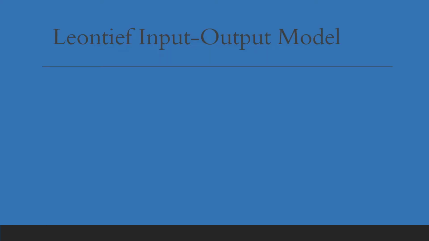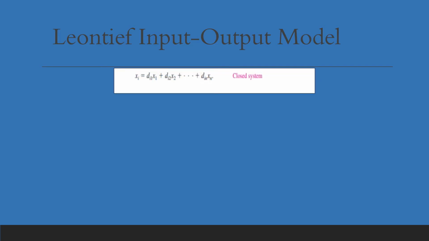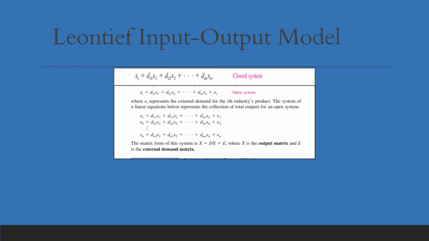Let us consider the matrix form for this Leontief's input-output model. First, let us take the closed system. For a closed system, if we are trying to find the total output for the ith industry, that will be Xi, which is Di1 X1 plus Di2 X2 plus etc., Din Xn. Suppose it is an open system, then that Xi will be the same as the closed system plus Ei, where Ei represents the external demand for the ith industry's product.